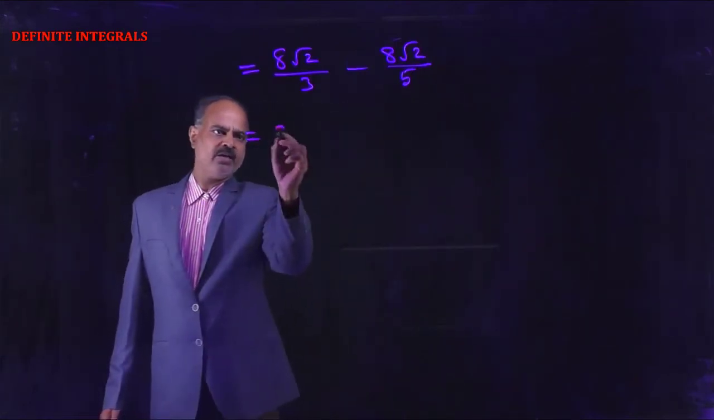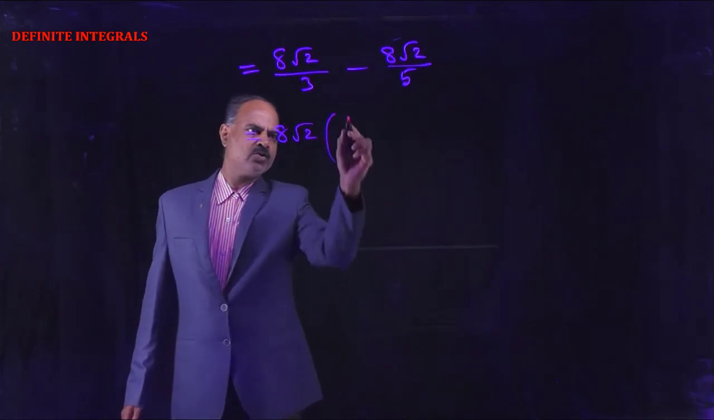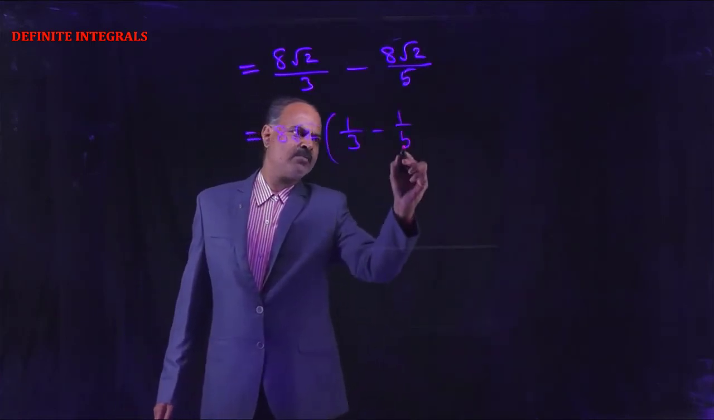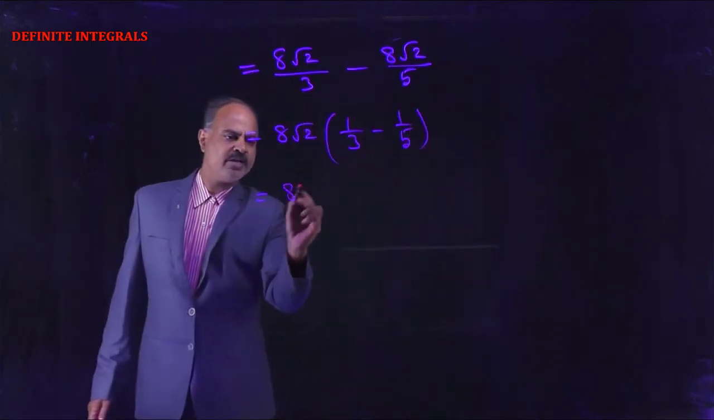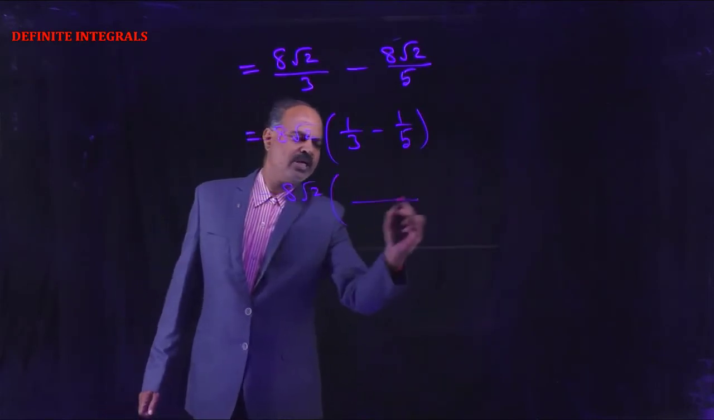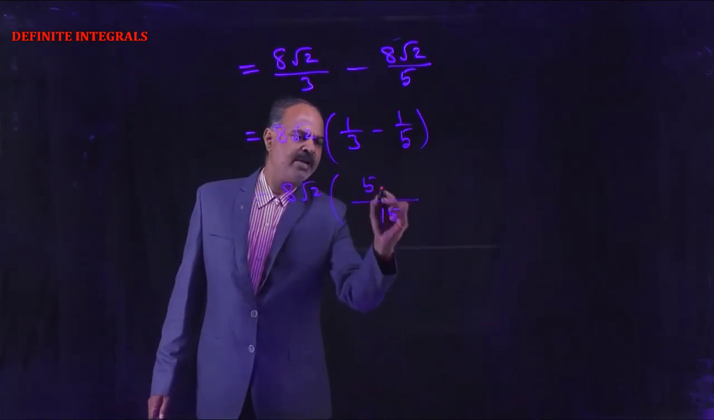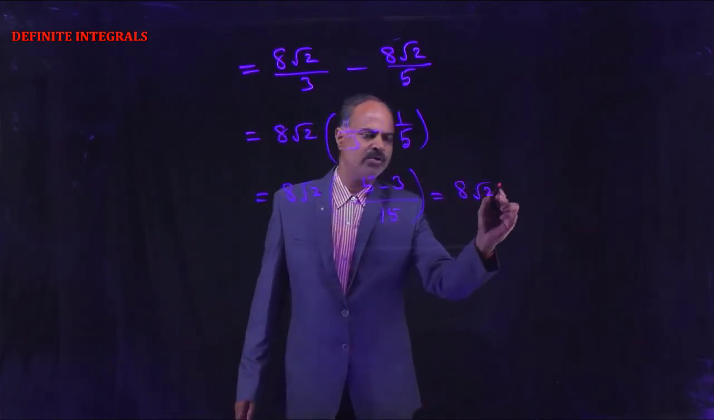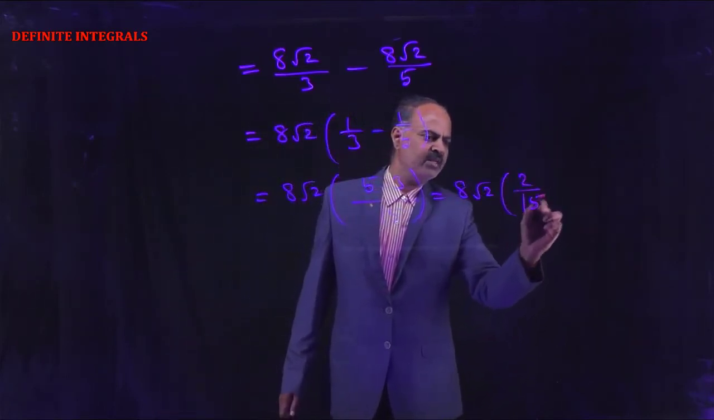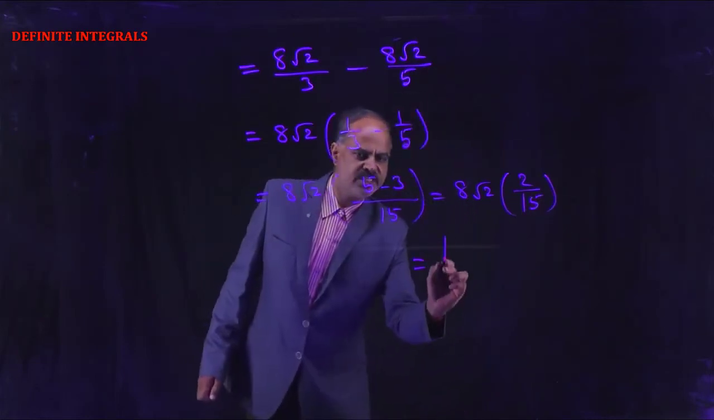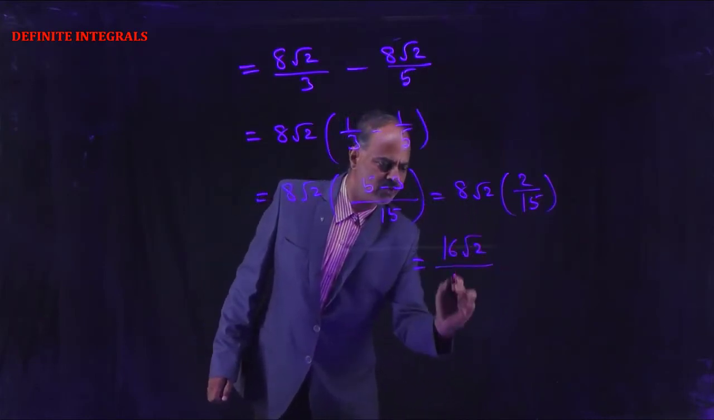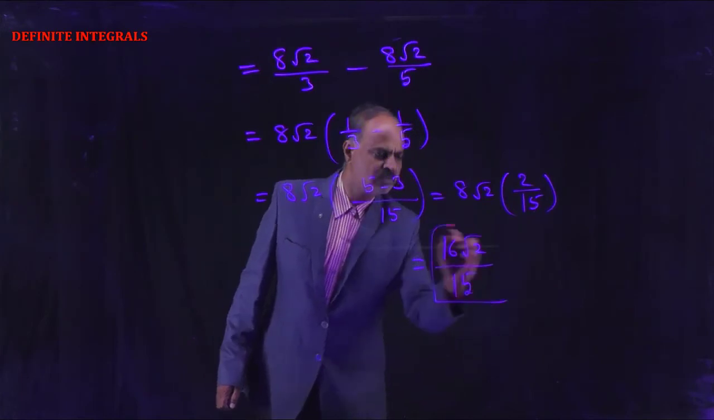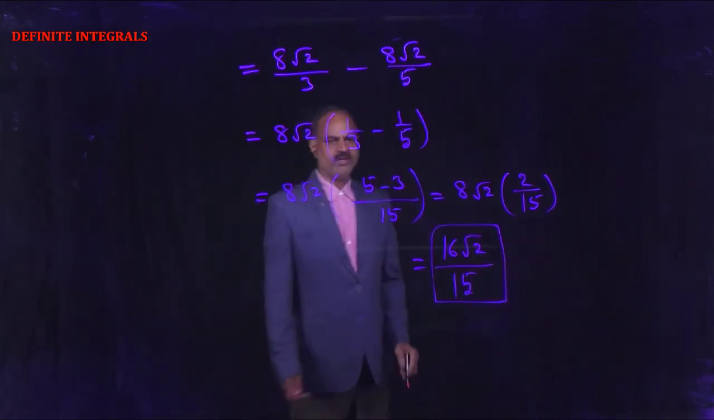Now here 8 root 2 is common. So 1 by 3 minus 1 by 5. Now this is equal to 8 root 2 into, the LCM being 15, 5 minus 3. Now this is equal to 8 root 2 into 2 by 15. Now this is equal to 16 root 2 by 15.